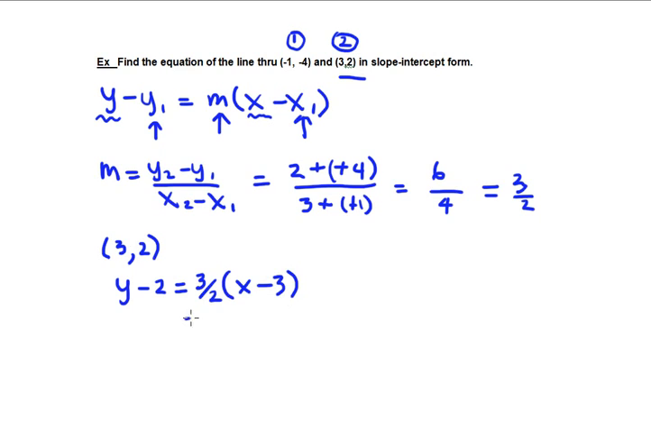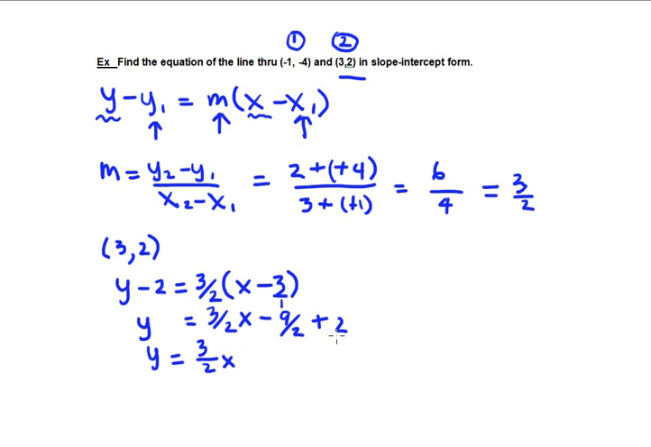So I'll simplify this equation by distributing the slope, the 3/2. So I've got 3/2 times x, and then minus 3/2 times a positive 3. Well, for the numerators, I can think of 3 times 3 as being in the numerator, so that gives us a 9. But then 2 times 1 in the denominator is 2. And on the left-hand side, I have y, and I'm going to add 2 to both sides. So if I simplify this, I get y is equal to 3/2 x.